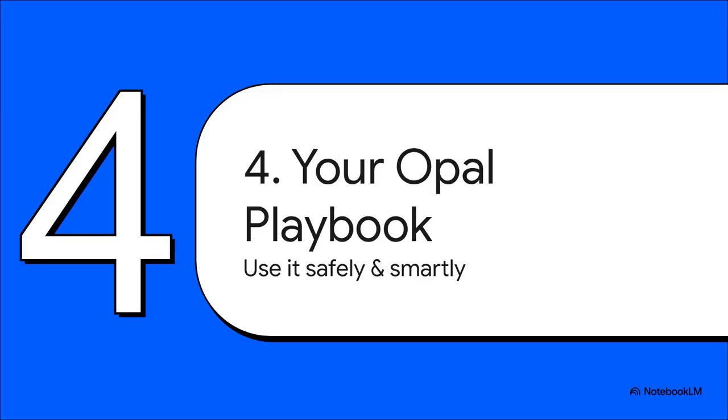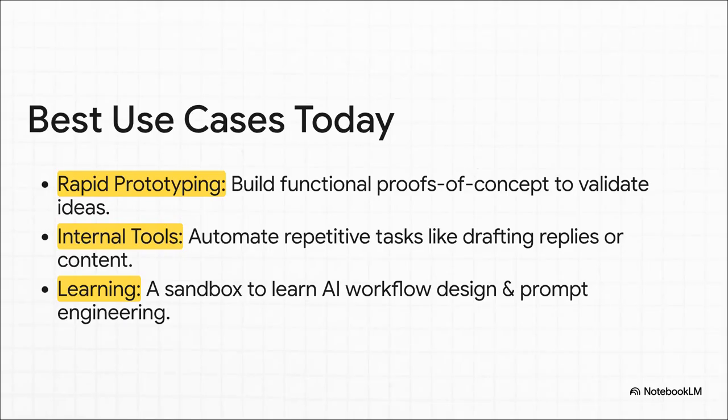Okay, so knowing all of that, how should you actually use a tool like Opal? Let's lay out a practical playbook for using it in a way that's both smart and safe. First, lean into its strengths. It is perfect for rapid prototyping. I mean, building a quick proof of concept to show your boss or a client? Absolutely. It's also great for little internal productivity tools that aren't mission critical. Think an app to help you draft email replies. And finally, just treat it as a free education. It's an incredible sandbox for learning how to design AI workflows and get really good at prompt engineering.